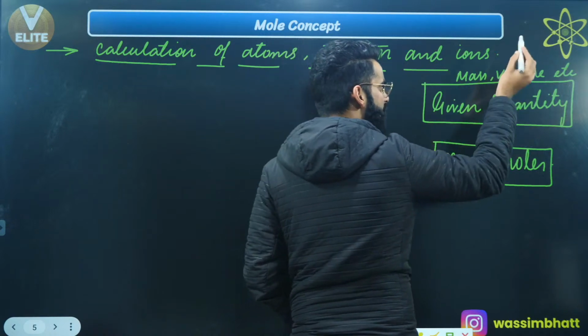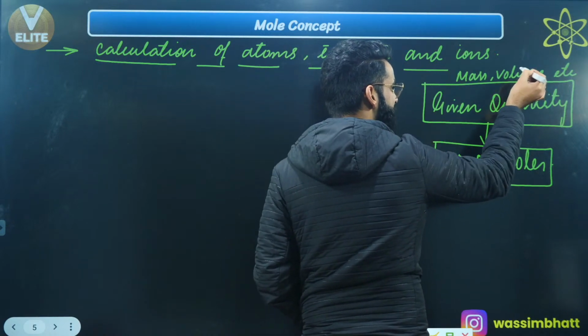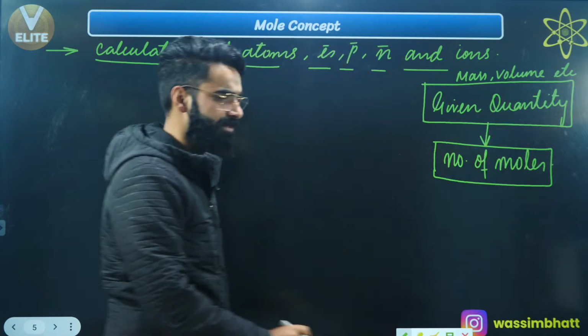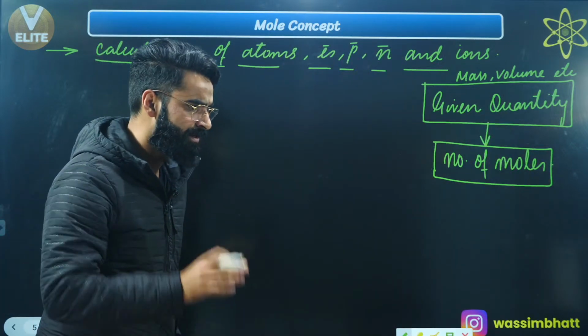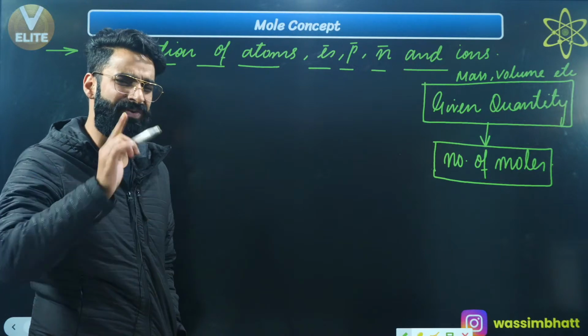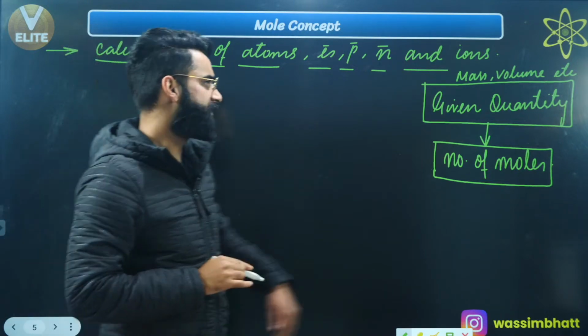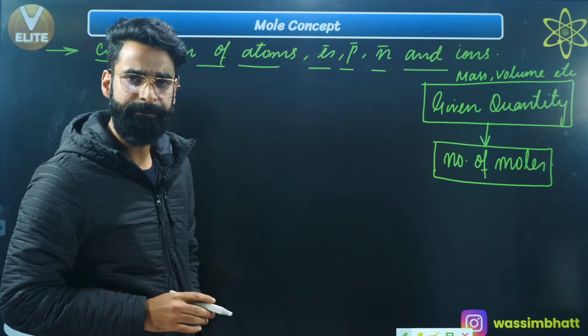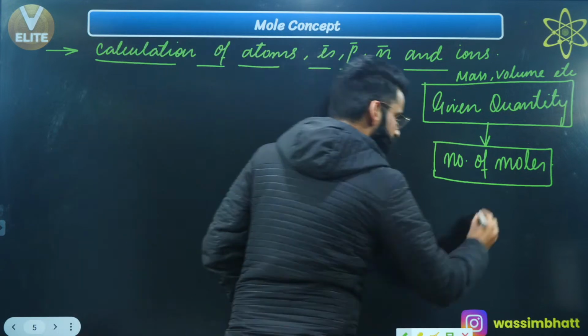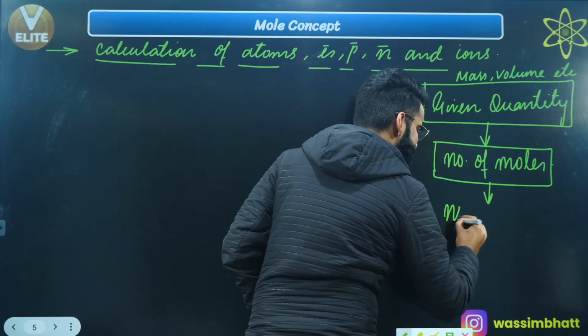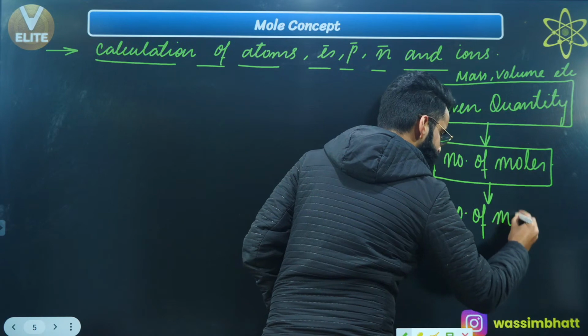We have discussed how to convert volume of the gas at STP into moles, right? So whatever will be given in the question, that's something I'll be calling a given quantity. My first step always is going to be to convert the given quantity into number of moles. Once you get the number of moles, you can easily calculate the number of molecules.